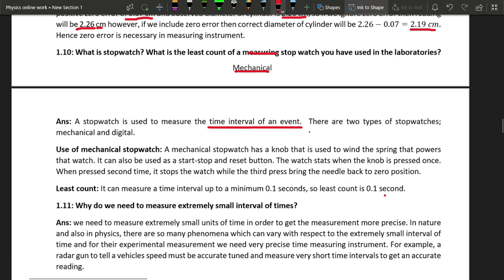If you want to measure the time interval of any event, then you can use these stopwatches. There are two types of stopwatches: digital stopwatch and mechanical stopwatch. Now the question is, what is the least count of the stopwatch? The least count of the stopwatch is 0.1 second. So the minimum time interval that a mechanical stopwatch can measure is 0.1 seconds.